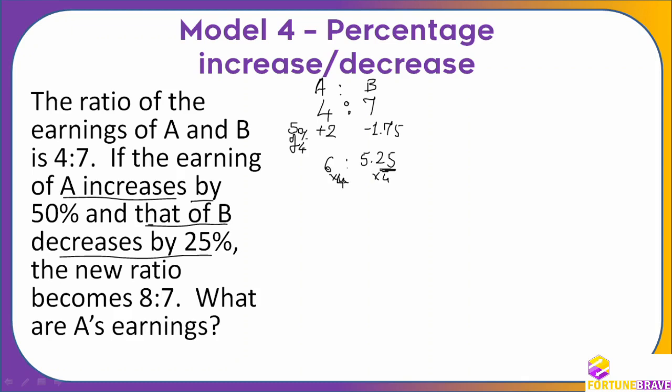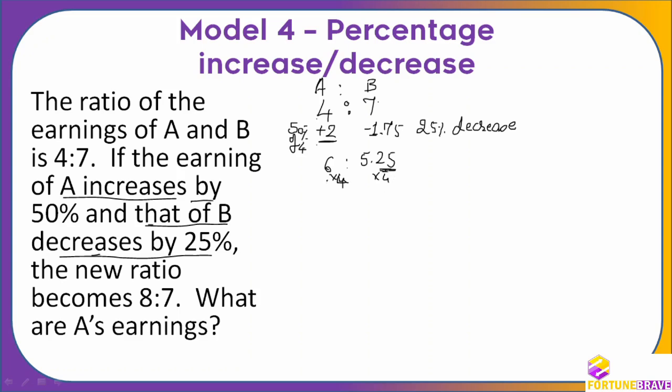Are you following me or is it becoming too fast? So what I did, I am going to tell you, this 50% increase is there, therefore I added 2, and this is a 25% decrease. They have told that it decreases by. So what I did, I found out 25% of 7 and then subtracted. When I subtracted 7 minus 1.75, I got 5.25. Likewise, because there is an increase, I added 2 to 4 and I got 6.